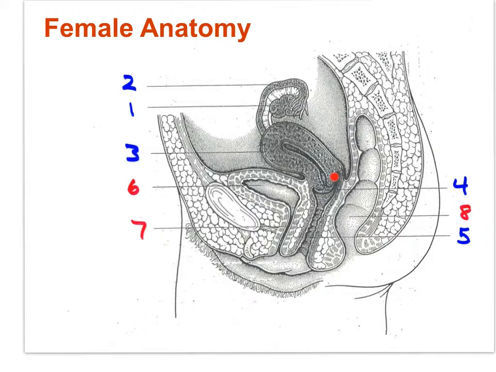Four is the cervix. At birth, the child is pushed through the cervix by muscles along the wall of the uterus. Five is the vagina. While the baby is pushed through the vagina at birth, the vagina also serves as the receptacle for sperm. Now, six is the bladder. It holds the urine for eventual release. And seven is the urethra. Urine is released through the urethra.